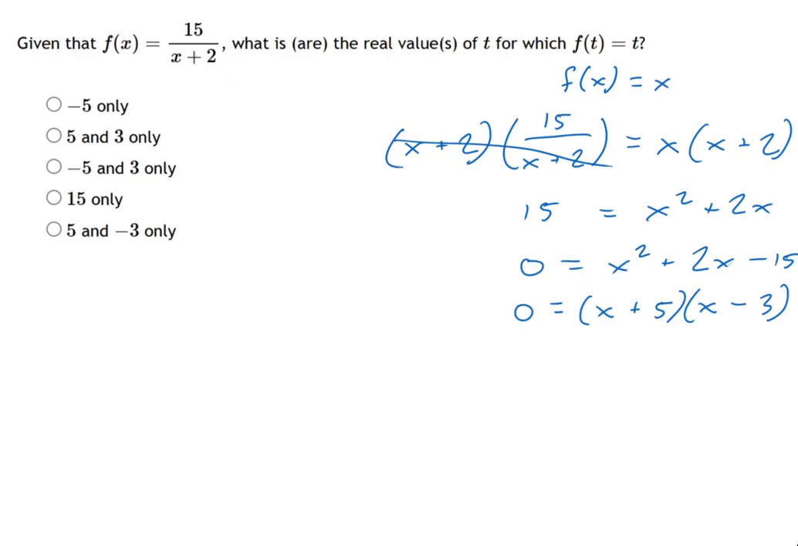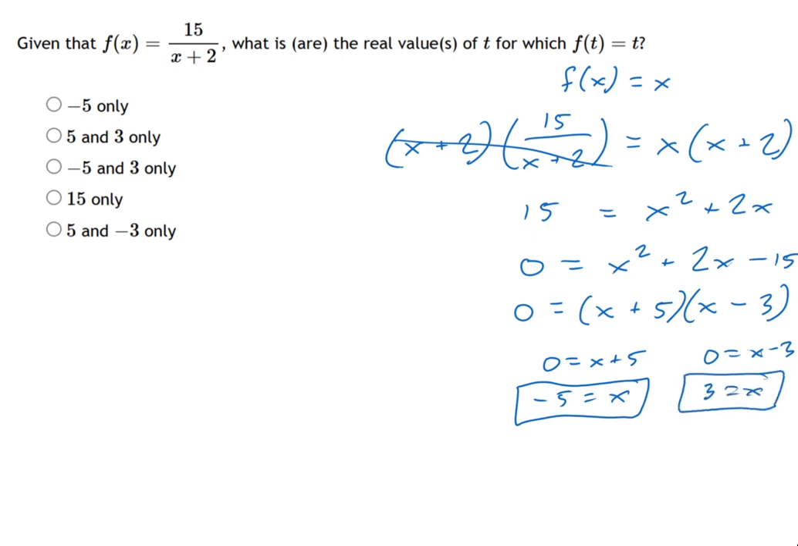And now if I solve it, that's one step further. I'm going to say 0 equals x plus 5. That means negative 5 equals x. That's one of my solutions. And this one over here, I'm going to say 0 equals x minus 3. So 3 equals x. That's my other solution. So I have two solutions: x equals 3, x equals negative 5. And you can see those values. Yep, there they are, right here.